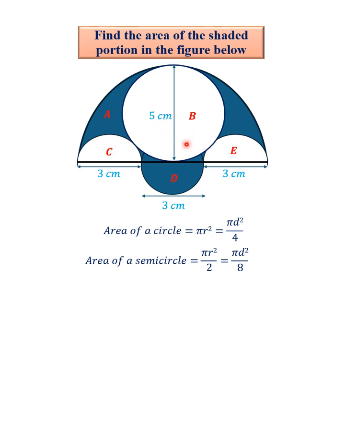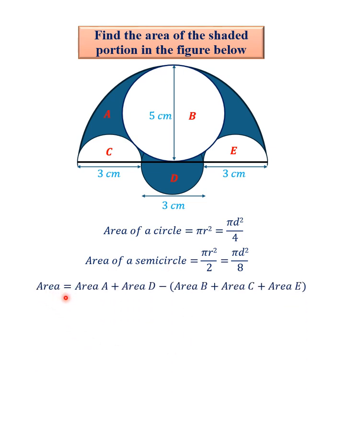If we take out the area of the unshaded portion, which is B, C, and E, away from the area of the whole shape, the area of the whole shape now is A and D. If we take B, C, E away from the area of A and D, we would have obtained the area of the shaded portion.